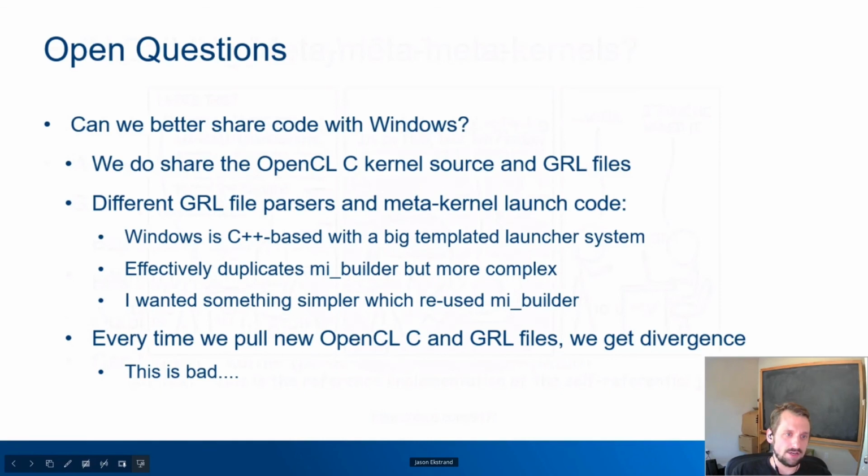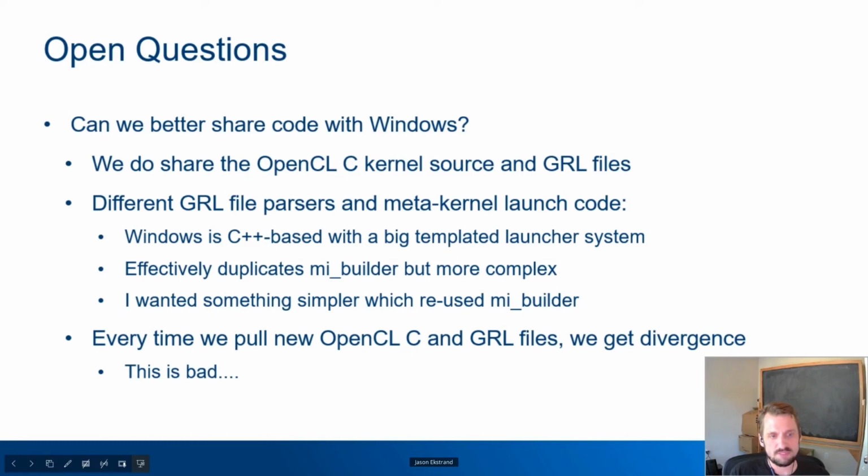One is, can we share code better with Windows? Currently, we share the OpenCL C kernel source and the Grl files, but we have different Grl file posters, different metakernel launch code, different metakernels. It's mostly because of impedance mismatches between the way that the Windows drivers are written and the way that the Mesa drivers are written. I didn't really want to duplicate all of the MI Builder stuff with another pile of code and wanted to reuse it better, wanted something a little bit simpler. But it does mean that every time we pull a new version of the OpenCL kernels, stuff potentially gets out of sync.